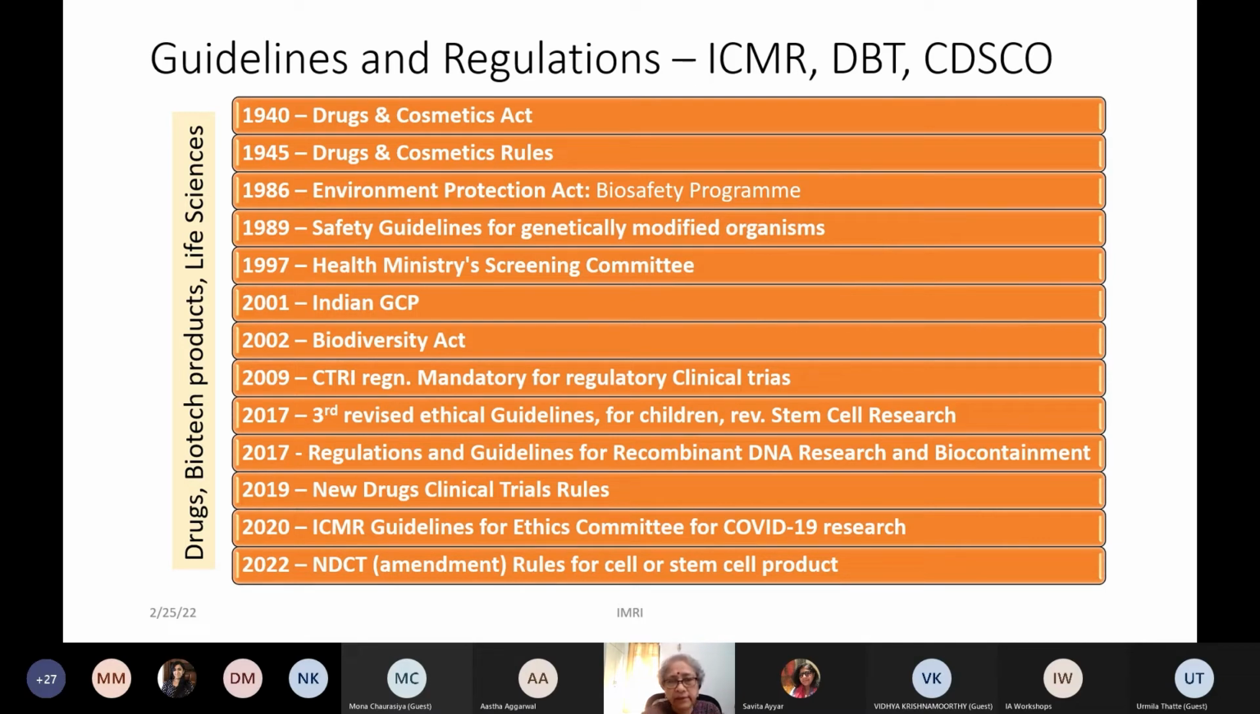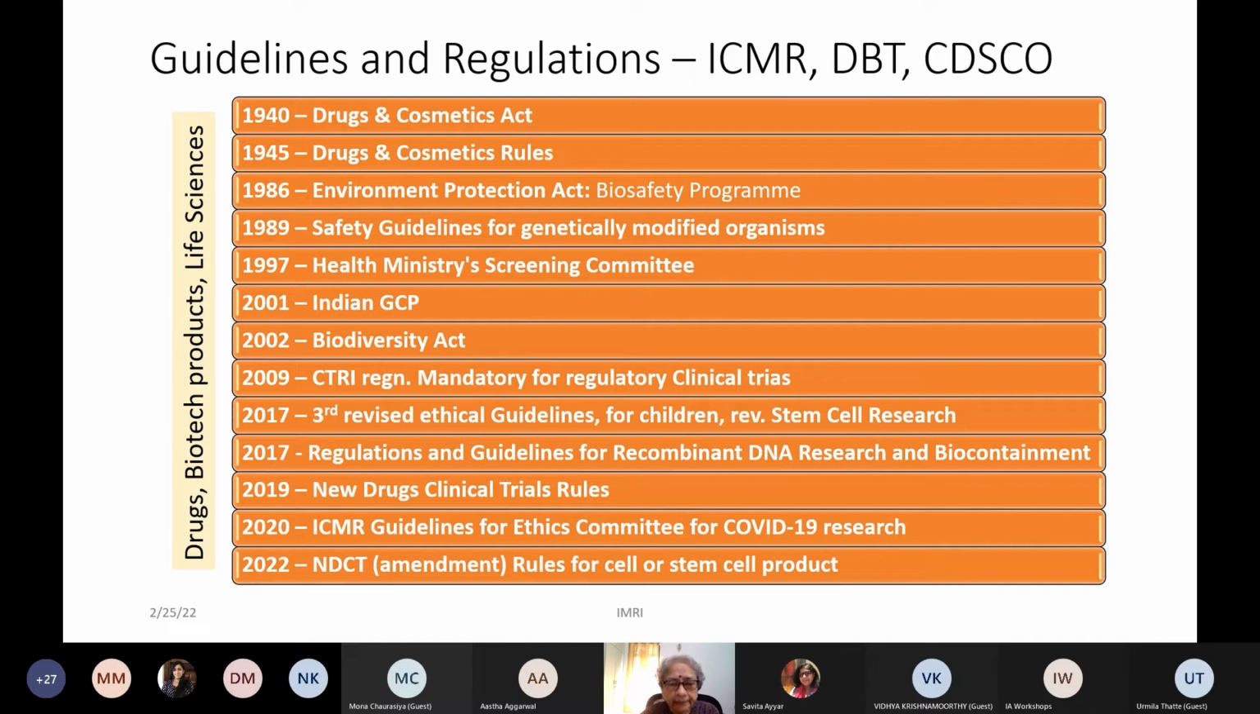In 1989, rules for this Environment Protection Act were created as safety guidelines for genetically modified organisms. In 1997, we have the Health Ministry Screening Committee stepping in to control the international collaborative studies, for the reasons I cited earlier. And then in 2001, we have the Indian GCP, and in 2002 the Biodiversity Act, which is very relevant when you are doing research with plants and plant products by Indians, and if there is collaboration with foreigners.